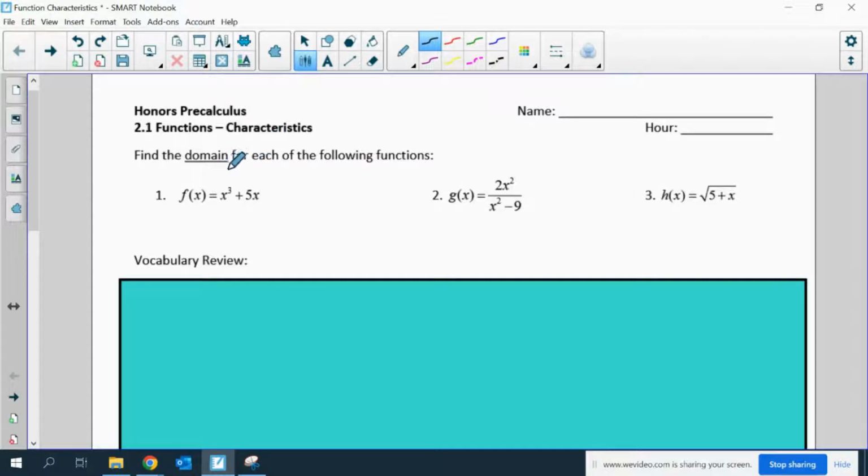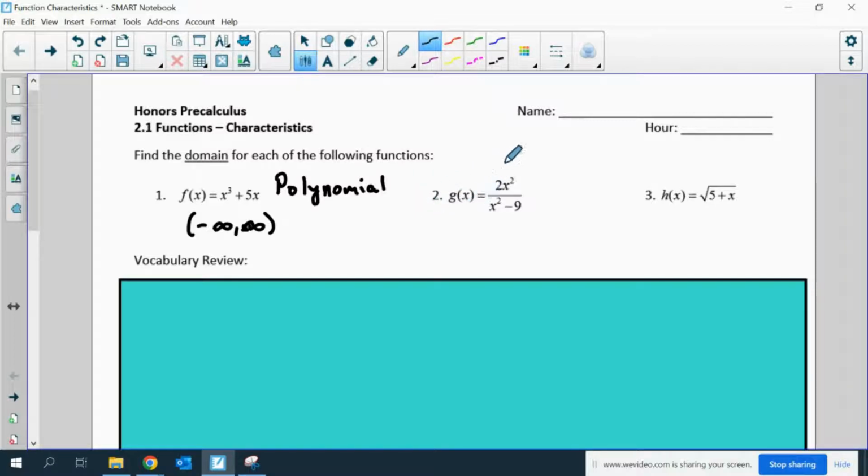Reminder that a domain are all of the inputs or x values that you can substitute into a function that result in an output or a y value coming out. So the first function is a polynomial function. Polynomial functions, unless there are given domain restrictions, do not have any restrictions. You can substitute any value in for x and there will be a y value that comes out. So the domain of the first function, f of x, is negative infinity to infinity.